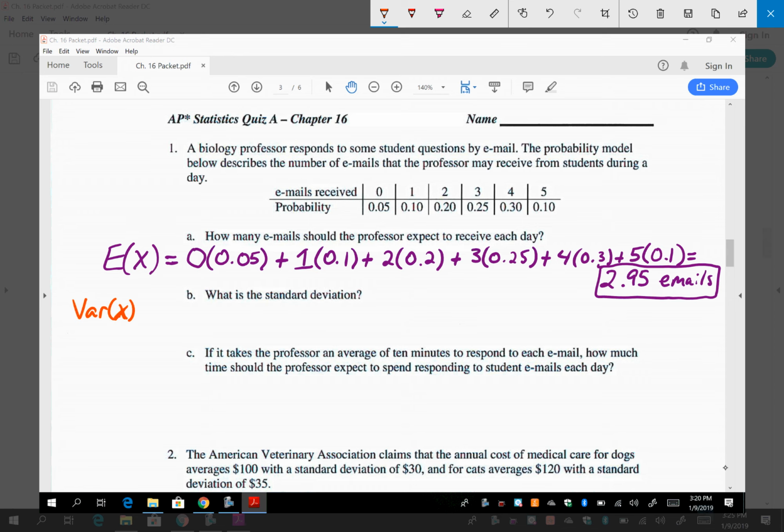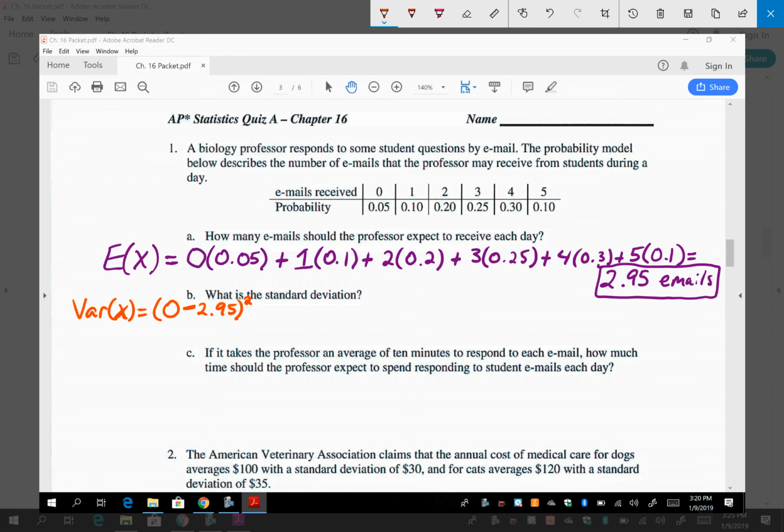So VAR stands for variance, which is a measure of spread. The reason we don't stick with variance at the end is because variance always has squared units, and we don't want squared units. Okay, so let's do the first one. The professor gets 0 emails, let's say, minus the average number of emails the professor gets in a given day, 2.95. This is called a deviation. Whenever you see that subtraction, that's a deviation from the mean. What should I do with all of my deviations? Square them. Very good. Should always square them.